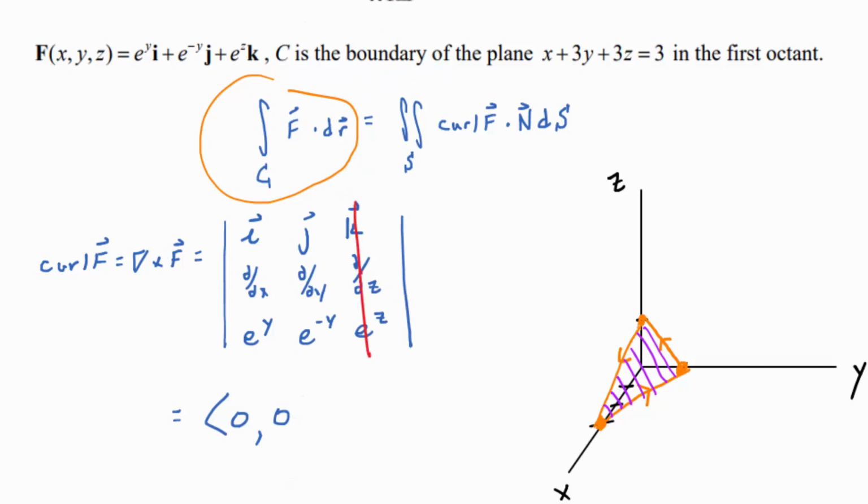So if we compute this, d/dx of e^(-y) is 0, right? Minus d/dy of e^y, which is e^y. So it's just negative e^y for the third component. It would be easy to mess up a negative there, but just double check it.